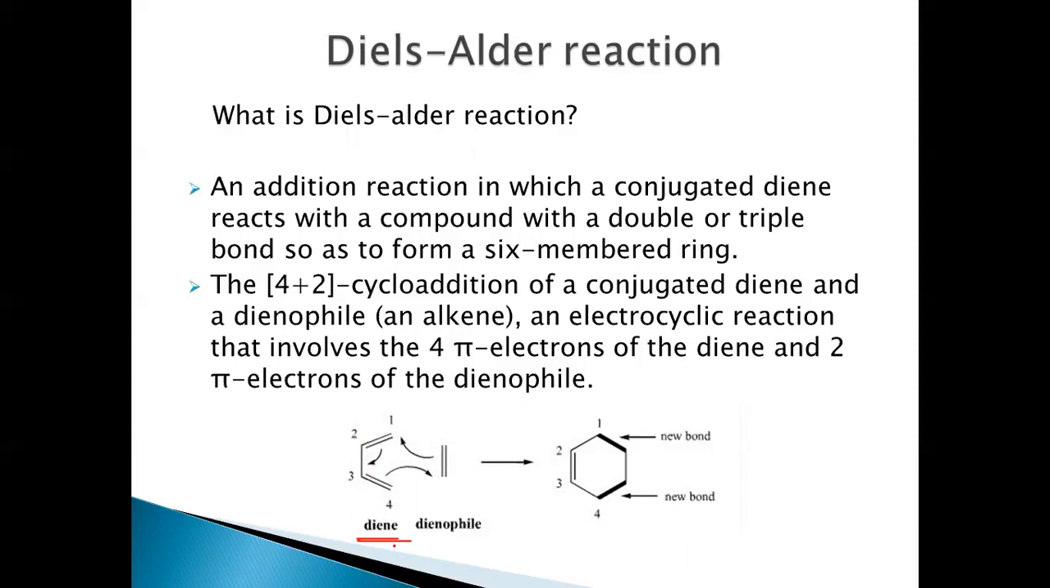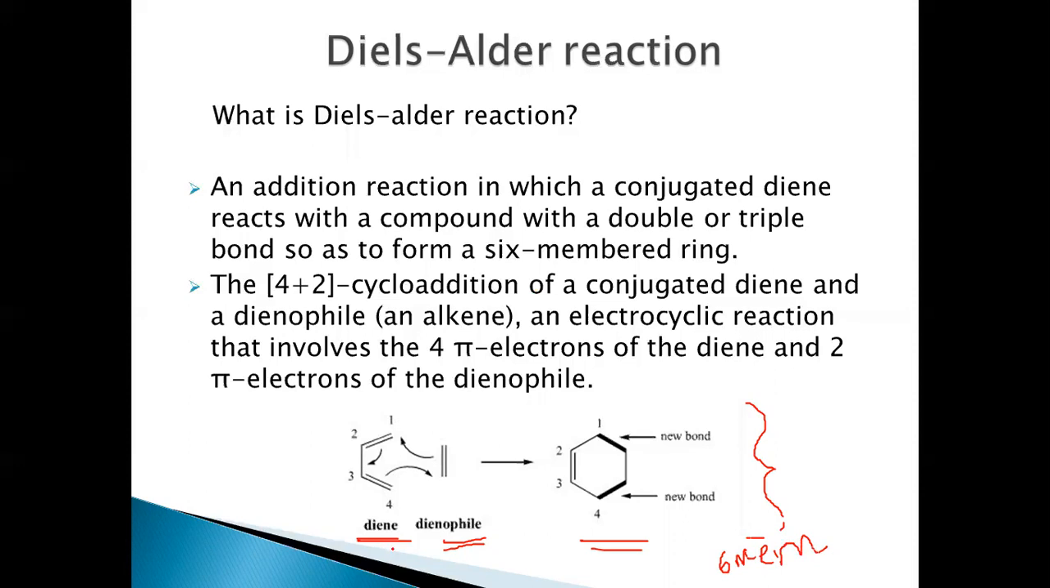So this is an addition reaction where a conjugated diene reacts with a simple olefin or the simple alkene with a double or a triple bond, that is alkene or alkyne it may be, to form a six-membered ring. This is called a cycloaddition because this results in the formation of a cyclic structure, which is a six-membered cyclic structure. So the Diels Alder reaction is nothing but the addition.